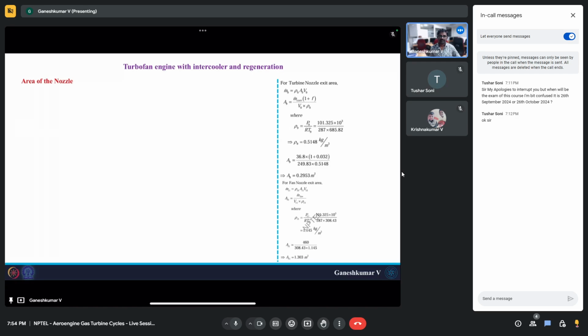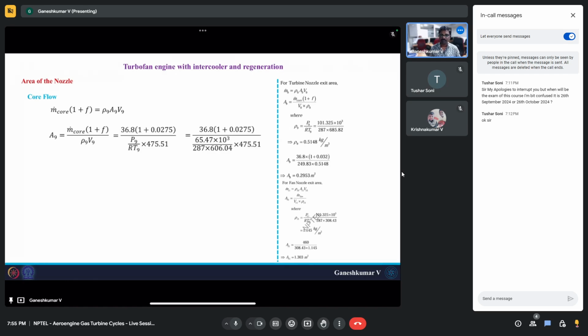All right, so next is to find the area of the nozzle. For the core flow, at the nozzle we have m dot of core plus the mass of fuel that we added in the combustion chamber, and hence m dot core into (1 plus f) equals rho 9 A9 V9. You can use ideal gas relations to express density, and if you substitute these numbers, you will end up having A to be 0.211 square meters. Our velocity is high, so that's why the area is a little bit less.